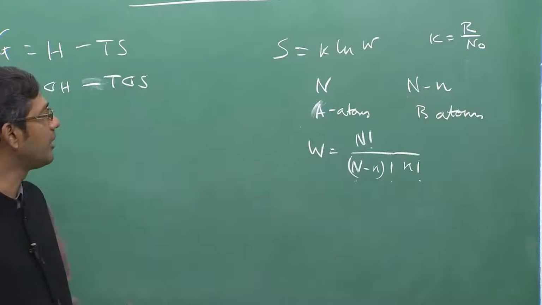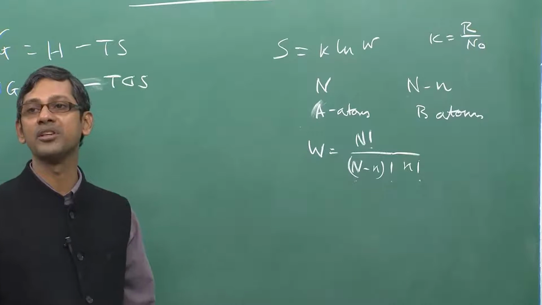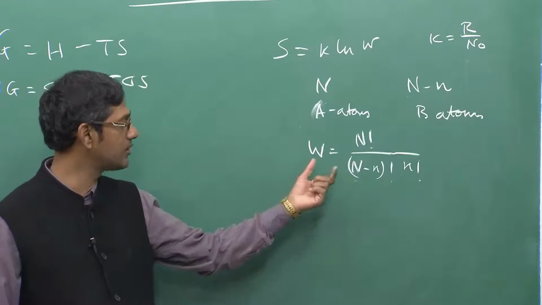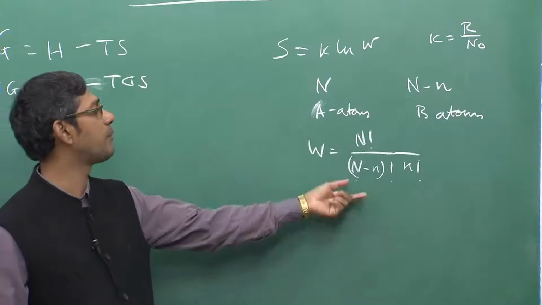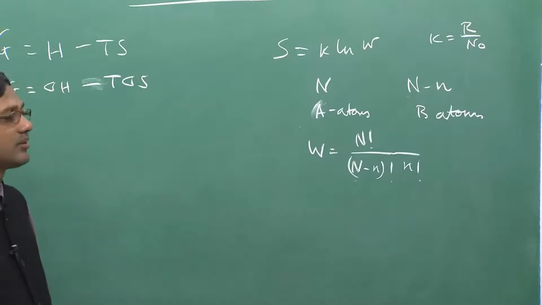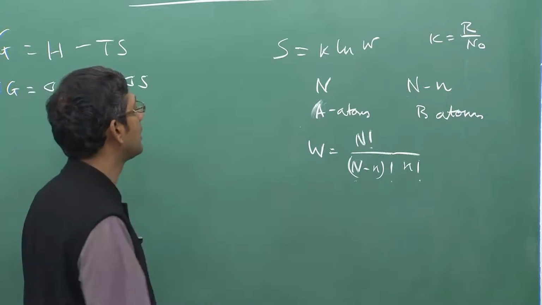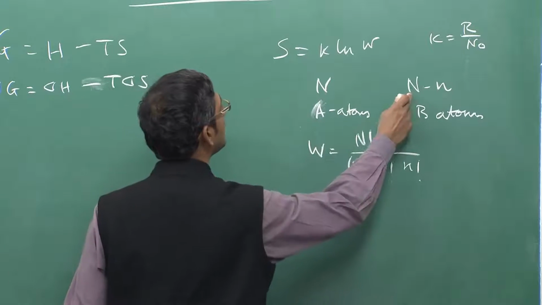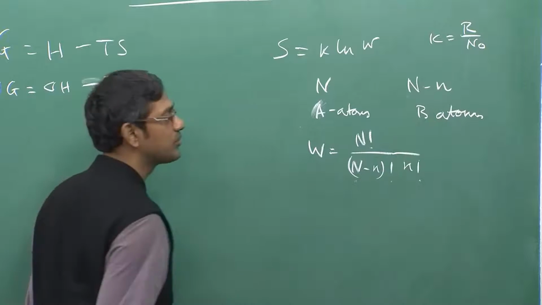How do I get this number? This is basically from permutation and combination. I do not have time to discuss it in detail, but simply by permutation and combination you can get this. So this is the number of ways of arranging n A atoms and N minus n B atoms in a lattice containing N sites.